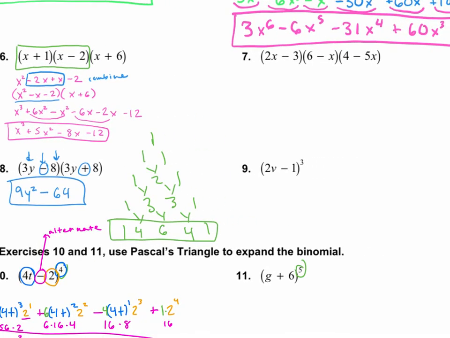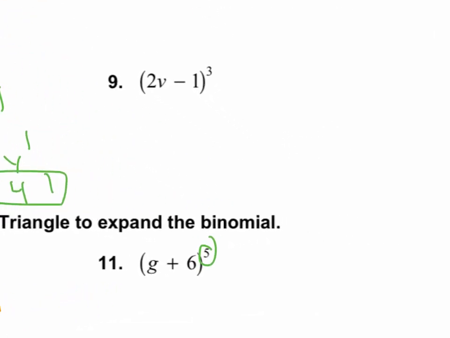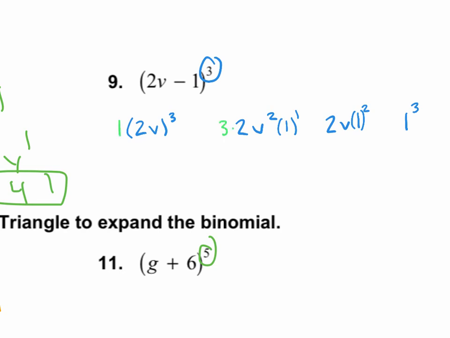All right, so let's look at number 9. In your notes for 4.2, we have a shortcut for the difference of cubes. We cube the first one, so this would be 2v cubed, then 2v squared, then 2v, and then 1 cubed, 1 squared, 1 to the first power, and then no 1. And then our coefficients are 1, 3, 3, and 1. So it's pretty much the same thing as Pascal's triangle for the shortcut for difference of cubes.